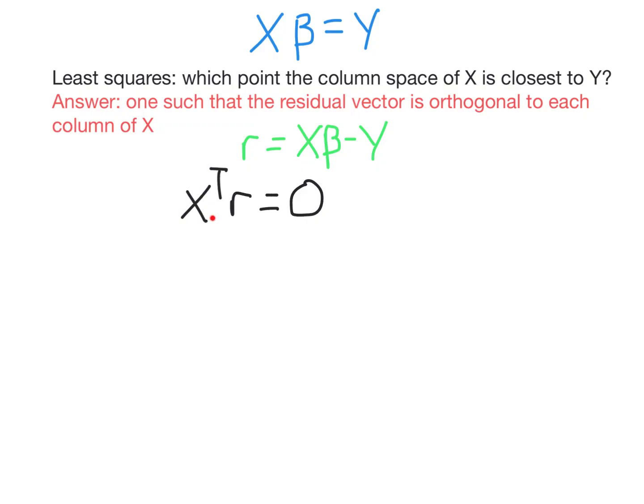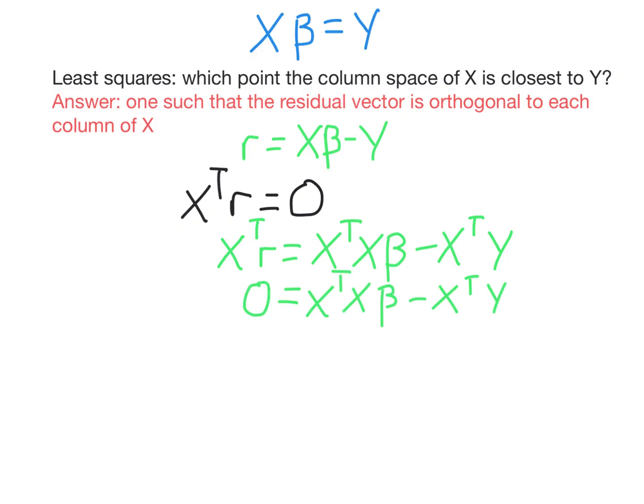When you multiply X transpose by r, you are simply multiplying the columns of X, which are the rows of this matrix, by the entries in r. And orthogonal, the dot product has to be 0. So if I take this equation here and I multiply at the front by X transpose, I get this. But because this has to be 0, I can substitute this for 0, and I simply get X transpose X beta is equal to X transpose y.